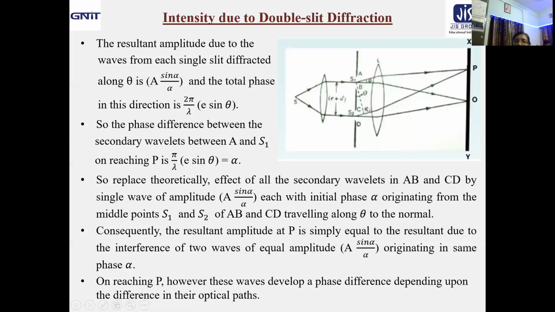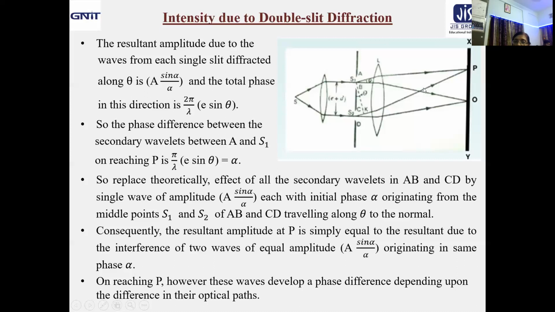So, in place of infinite number of beams, we will now consider that corresponding to each slit, there is a single beam. Corresponding to this slit, there is a single beam. What about their amplitudes? A sine alpha by alpha, A sine alpha by alpha. And what about their initial phases? Alpha and alpha. So they are coherent. That means they can superpose. Now, consequently, the resultant amplitude at P is simply equal to the resultant due to the interference of two waves of equal amplitude A sine alpha by alpha originating in the same phase alpha that I already mentioned.